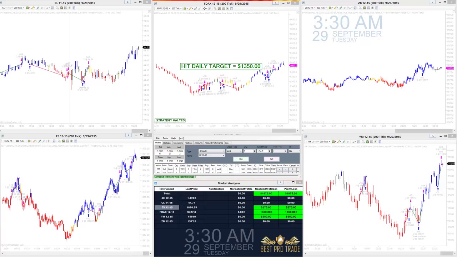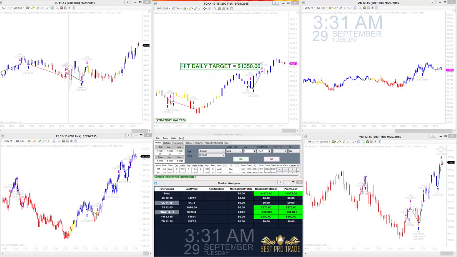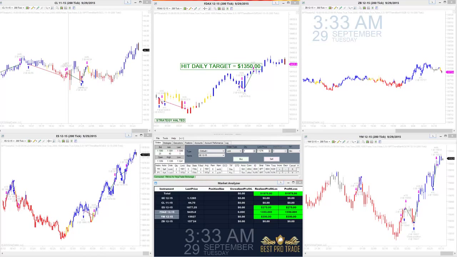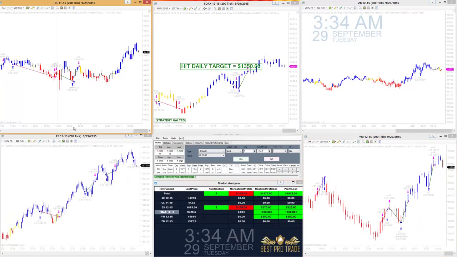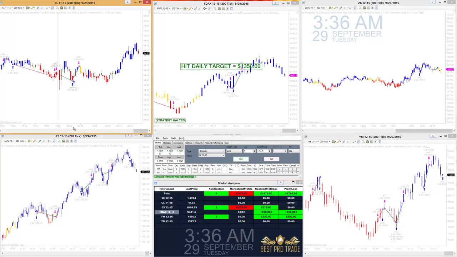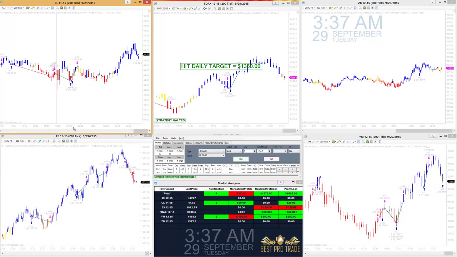The CL on the left upper corner, 200 ticks. The DAX is 200 ticks. 30-year Treasury bond is 200 ticks. YM is 200 ticks. And on the left lower corner, the ES, 200 ticks.